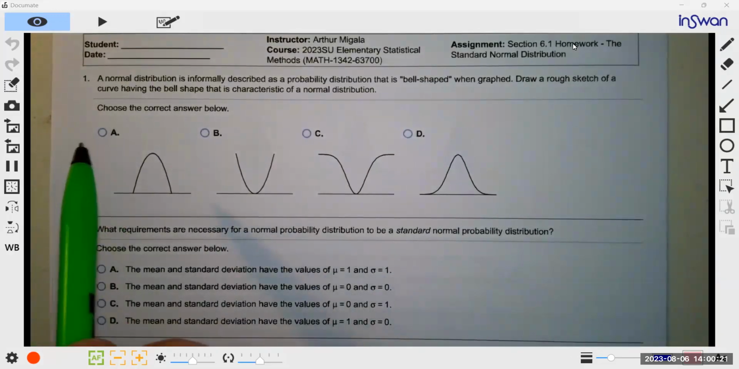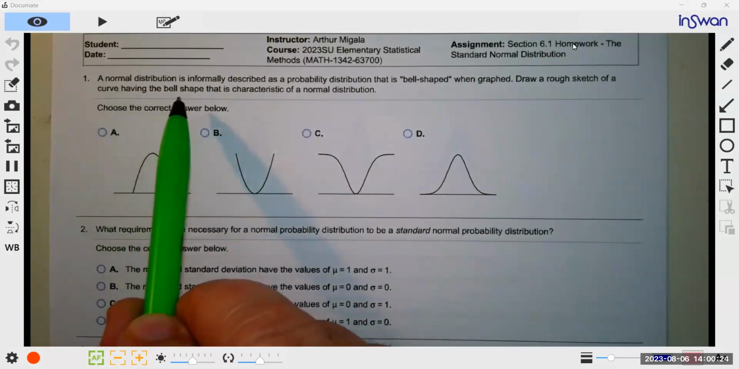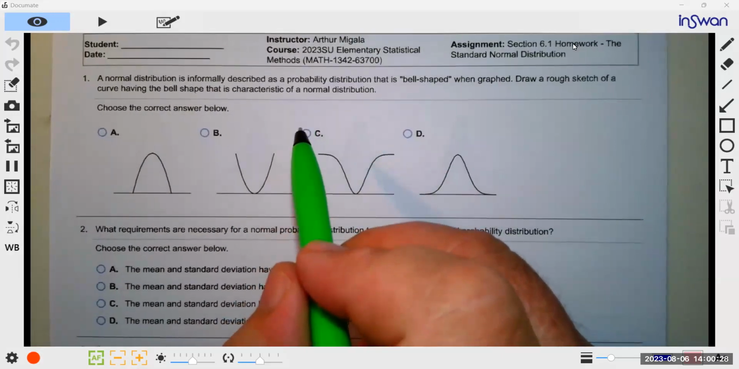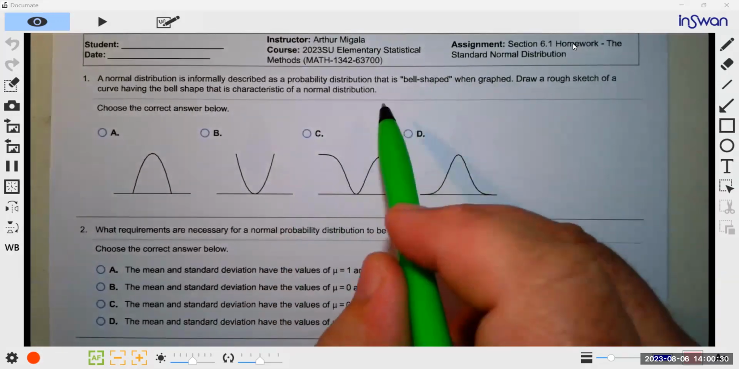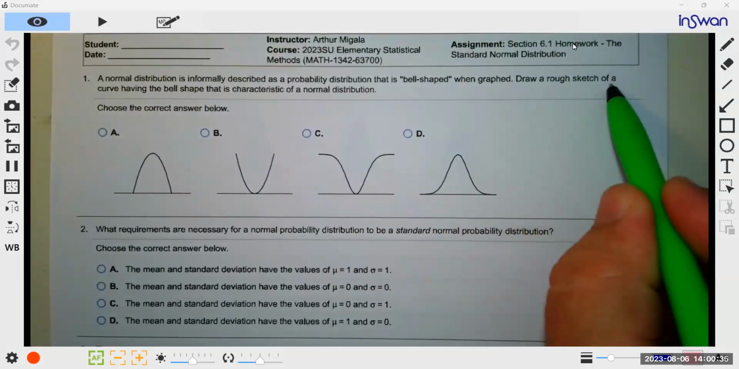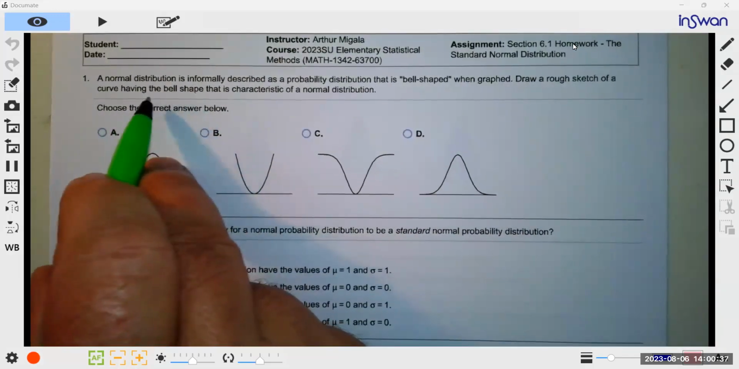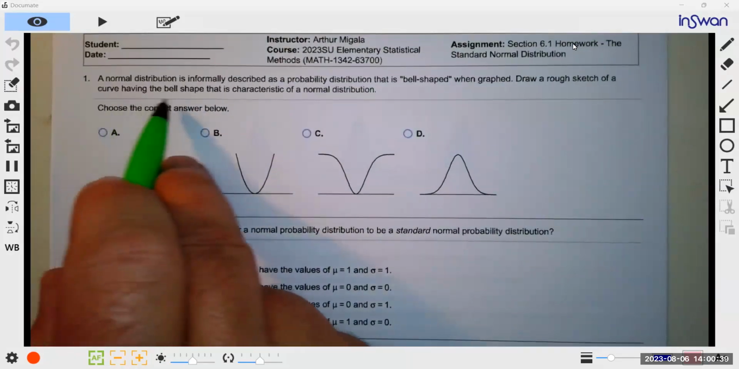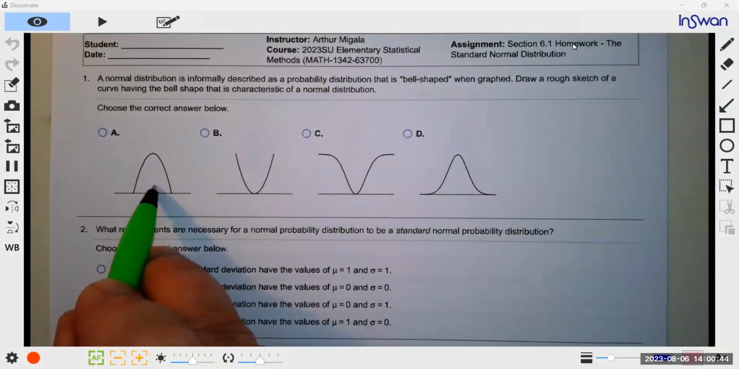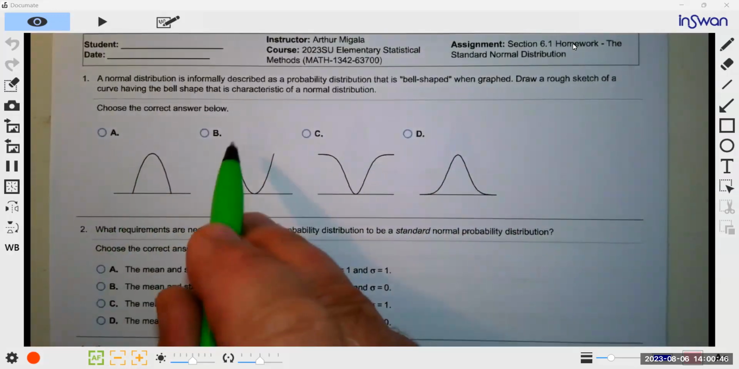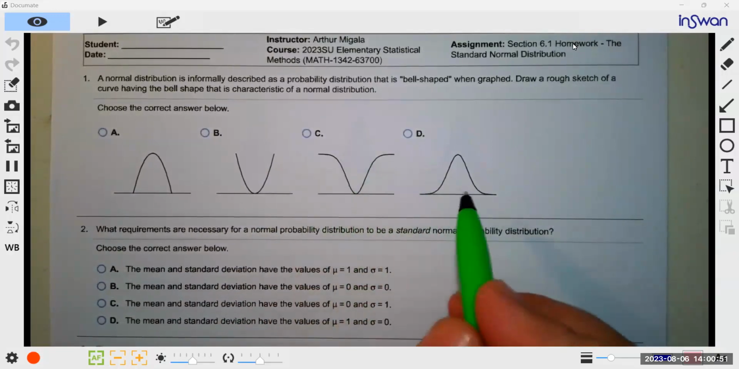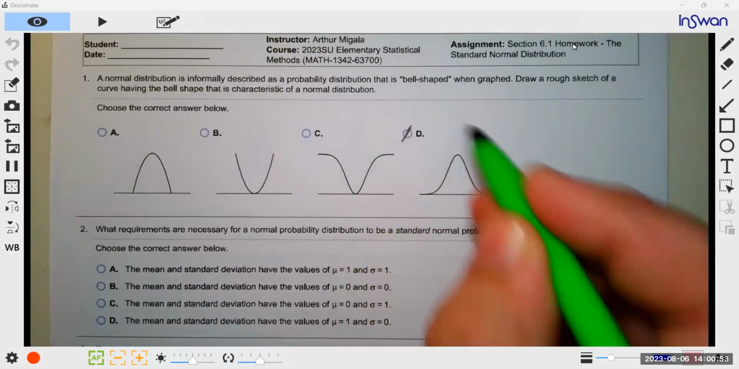All right, number one. A normal distribution is informally described as a probability distribution that is bell-shaped. Draw a rough sketch of a curve having the bell shape. That is a characteristic of normal distribution. That's not bell-shaped. That's just a parabola going down, parabola going up. This is bell-shaped, but it can't be down, so it has to be D.